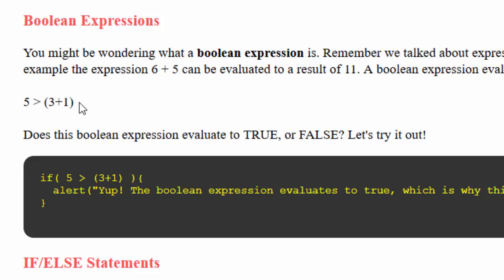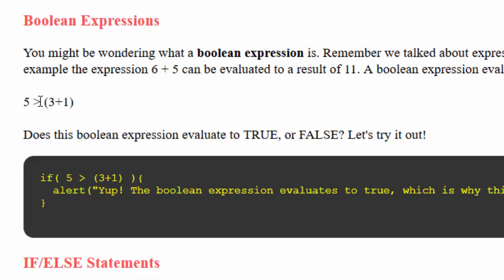So right here, I have a Boolean expression. 5 is greater than 3 plus 1. That's either true or false. In this case, it's true. If we solve for this, that comes out to 4, and 5 is greater than 4, so that's true.